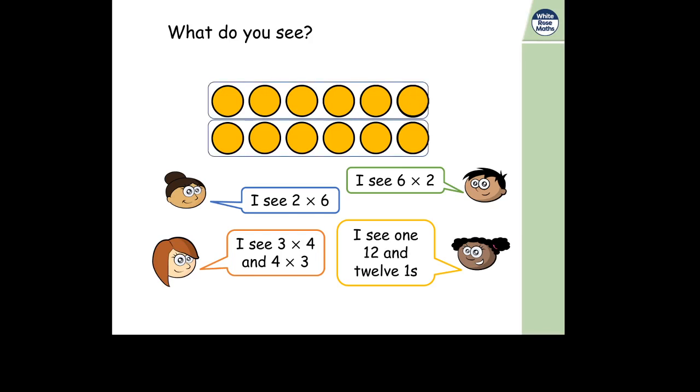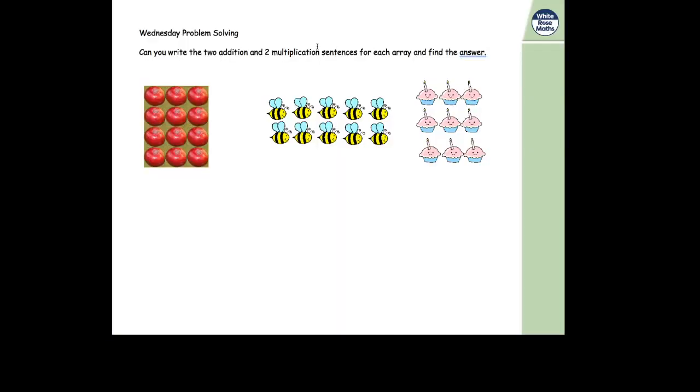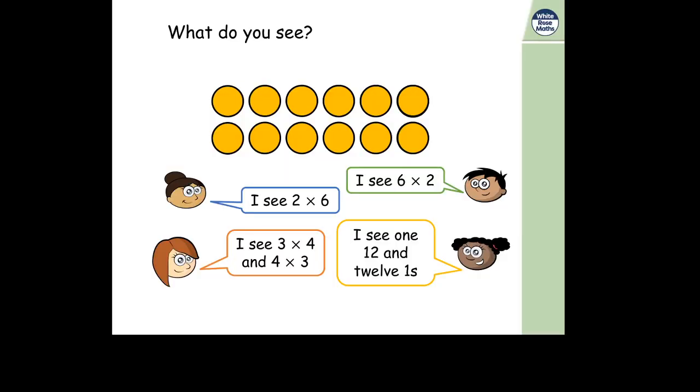Well, there's 2 groups of 6. There's 6 groups of 2. There's 3 groups of 4 or 4 groups of 3. There was also 12 ones, because you could have gone 1, 2, 3, 4, 5, 6, 7, 8, 9, 10, 11, 12. You could have had 12 ones, and then you could have had 1 big group of 12.